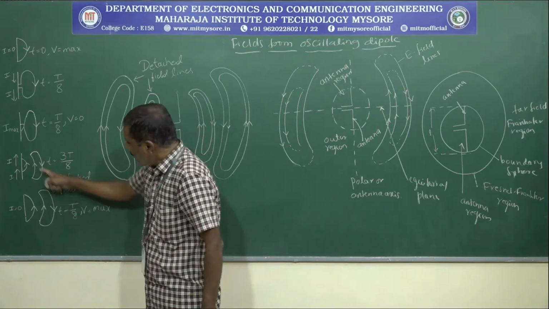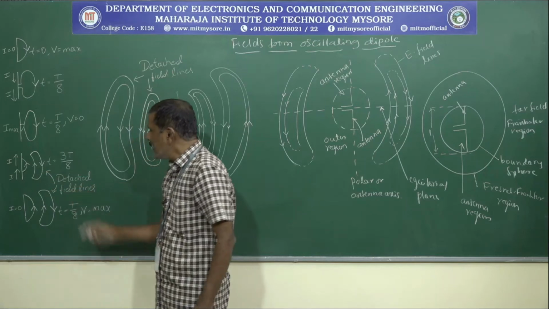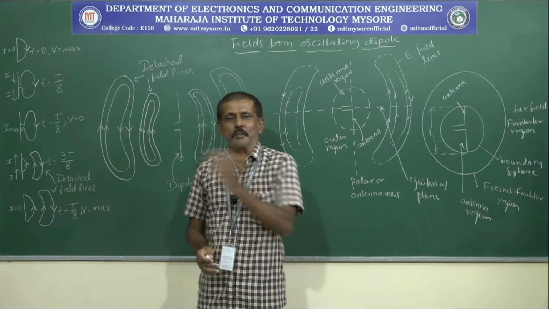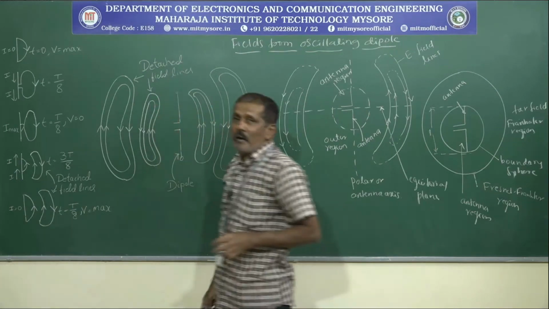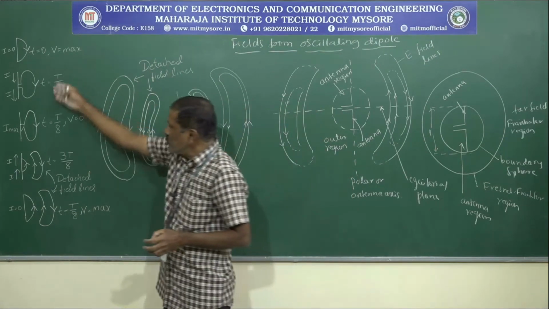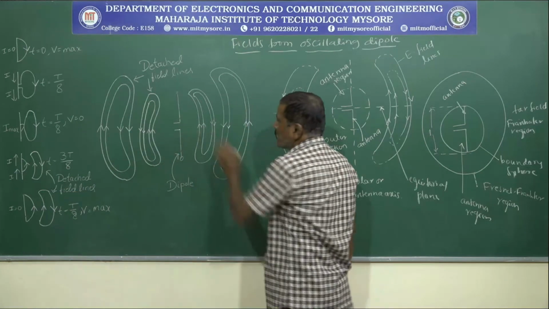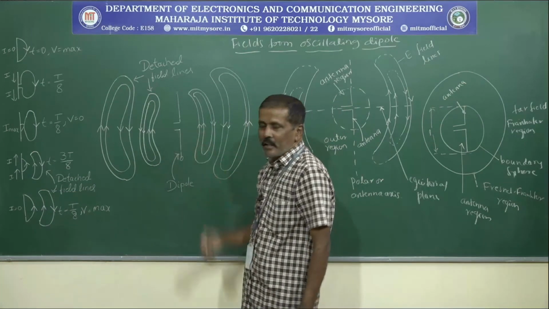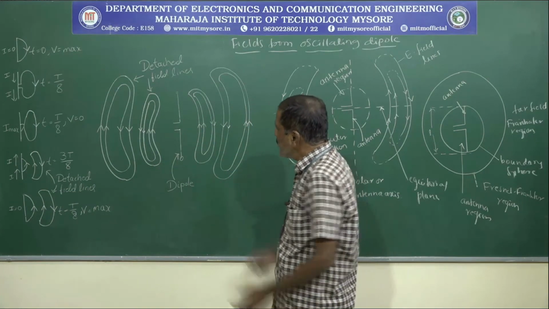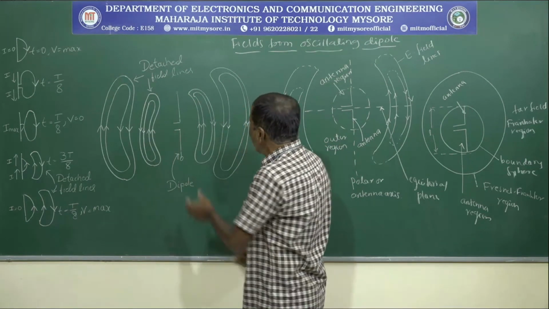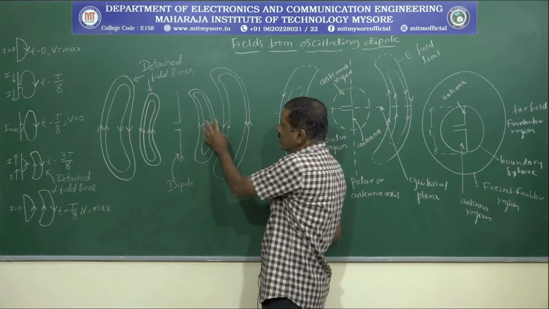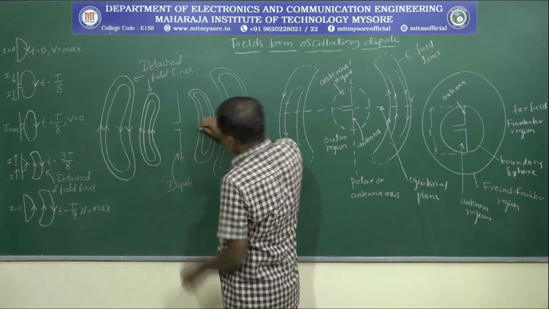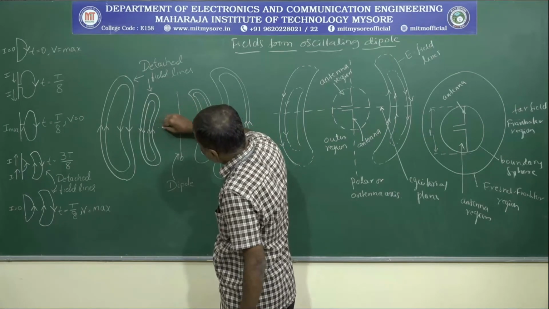And so these fields, what are they? They are detached field lines, so they are in the space. Now, an enhanced view of what has been explained here is shown in this. This is your dipole antenna. It starts radiating, and this is the first detached field, and this is the second detached field. Like this, many things are present in this.